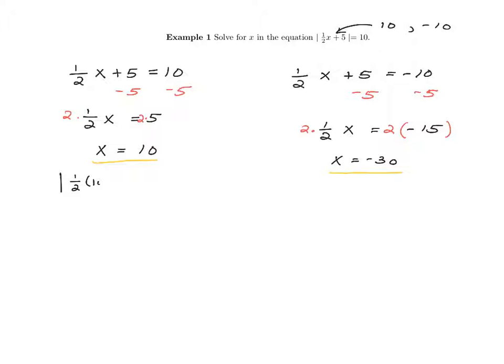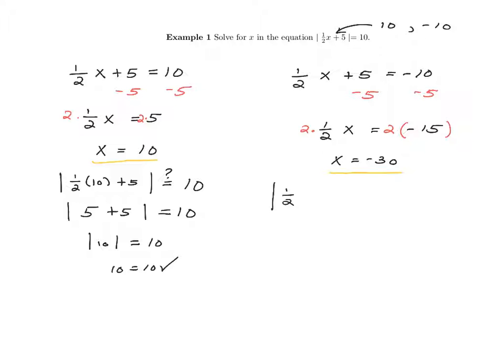If I put 10 in place of x and simplify it, does it make the left side equal the right side? And it should. Half of 10 is 5, and 5 plus 5 is 10, and the absolute value of 10 is equal to 10. So that works. For -30, okay, let's see. We have the absolute value of 1/2 of -30 plus 5. Is that equal to 10 in absolute value?